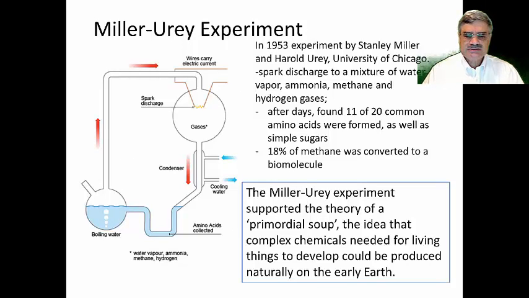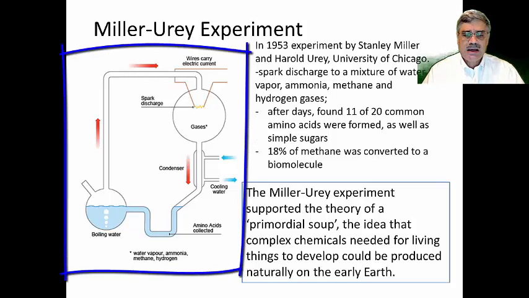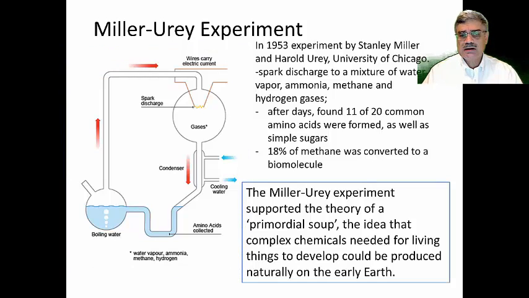So they had an apparatus shown on the left where they had a mixture of gases, and they would introduce an electric shock or a spark discharge into this mixture of gases containing water vapor and ammonia and methane and hydrogen gas. And they did this for a number of days, and they found that if they then collected the product that was formed, they had actually produced 11 out of the 20 common amino acids during this experiment, and also some simple sugars. The point of this experiment is that biological molecules could be produced from non-biological molecules through a spark discharge.